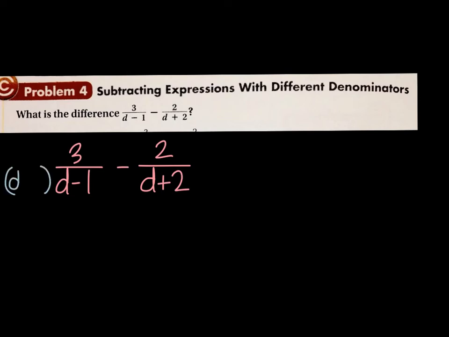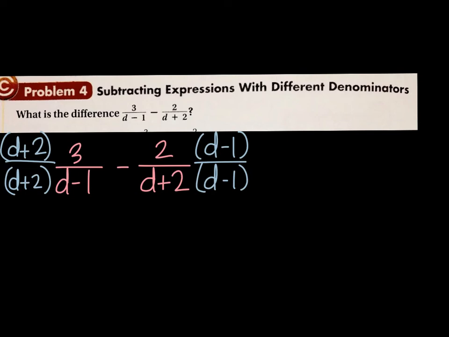Okay, last example. Now we're going to subtract with different denominators, and it's really the same concept. But what I want you to do is, I'm just going to rewrite it. And what you're going to do is multiply the fractions by the opposite denominator. So we're going to multiply the first one by d plus 2, top and bottom. And we're going to multiply the second one by d minus 1, top and bottom.